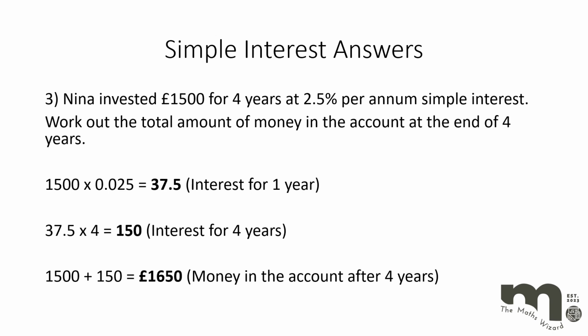If we go to the final one then, so Nina's invested 1,500 for 4 years at 2.5% simple interest. So be careful with your multiplier here. Your multiplier for this will be 0.025. 2% is 0.02, but you've got that extra 0.5%. So that will give you 37.5 for 1 year. Times that by 4. That will get you what's in there for 4 years. Then if you add that on to your 1,500, that will tell you how much money is in the bank account after 4 years.